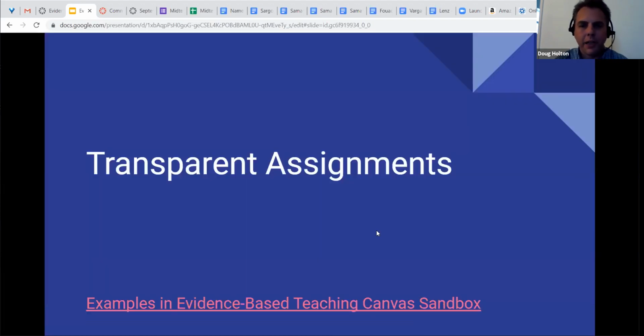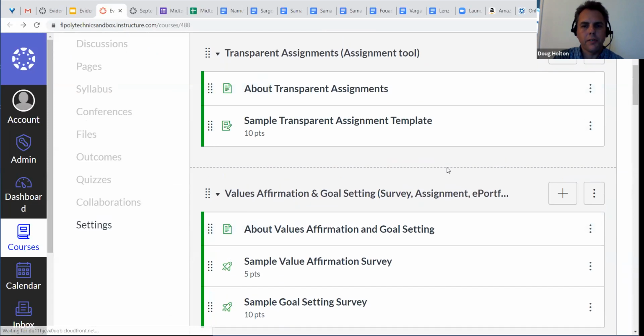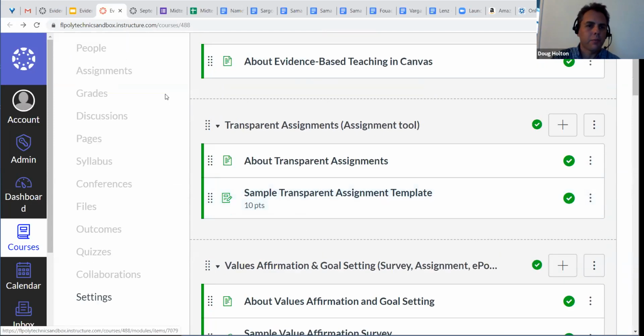Let me know though if there are any questions. This one, again, probably some of you maybe have heard about too, because it's been well studied at many universities across the country, called transparent assignments. This is also available in that Canvas space. I have a transparent assignment template in this Canvas space.